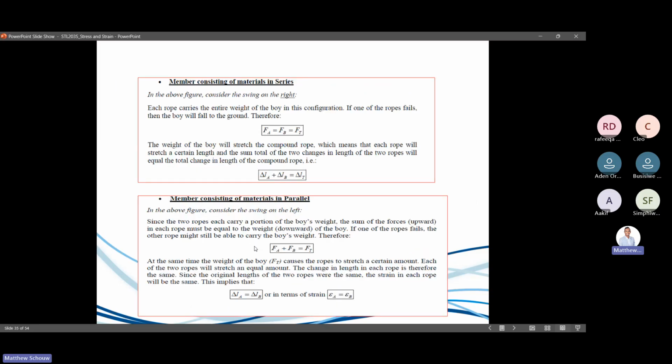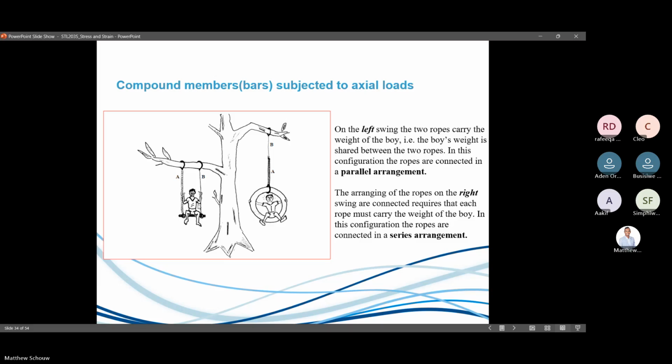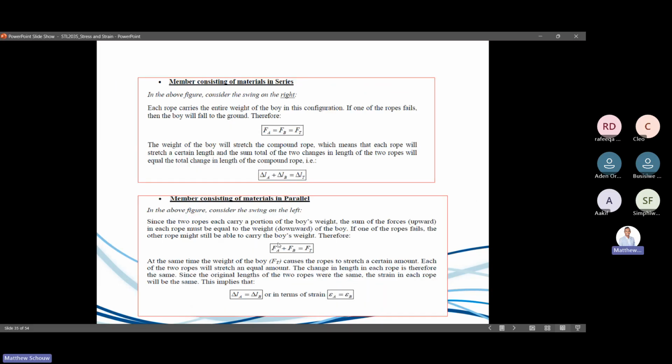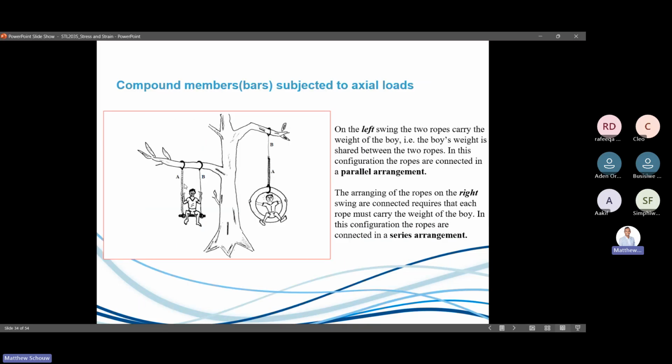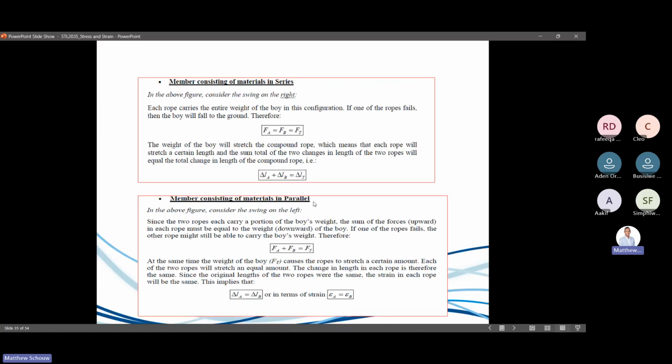However, on the left, where Akif is sitting, we have to add the forces up, right? So they're saying since two ropes each carry a portion, and this is what I was looking for, of the boy's weight, the sum of the forces upward in each rope must be equal to the weight downward. So if one rope fails, the other rope might still be able to carry the boy's weight. Therefore, the force A plus the force B must equal the weight of the boy, which is essentially the total force. So we see FT is actually the weight of the boy.